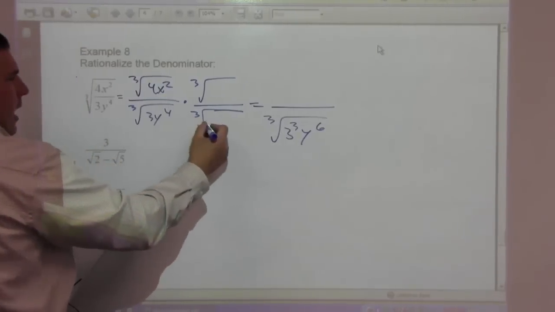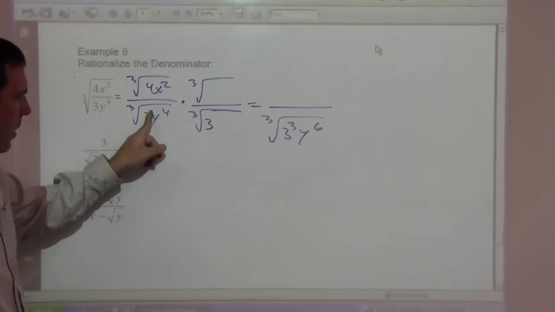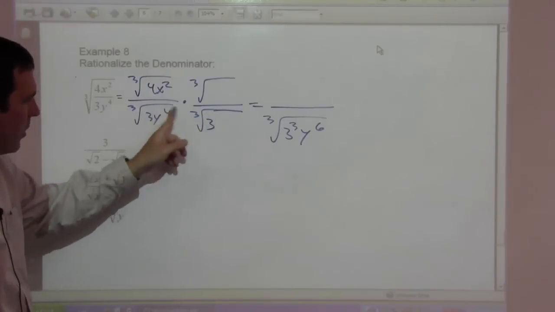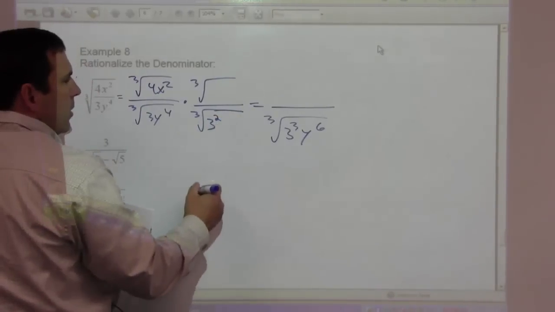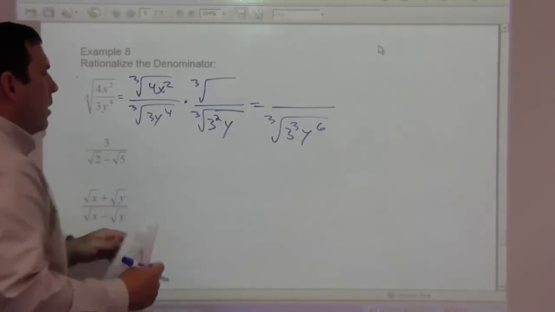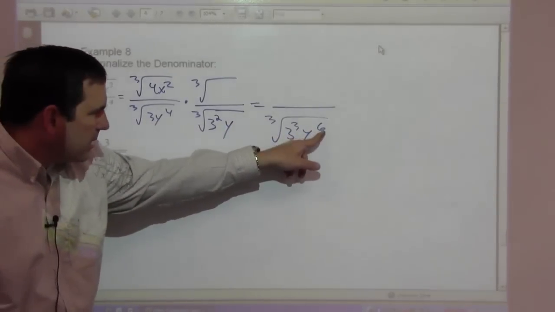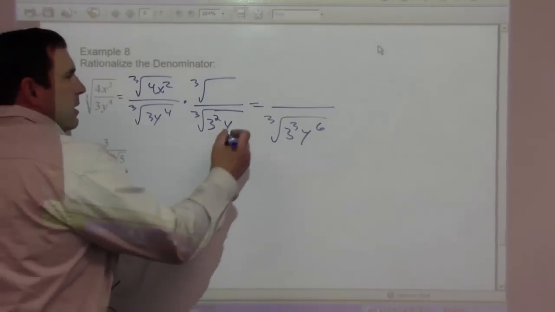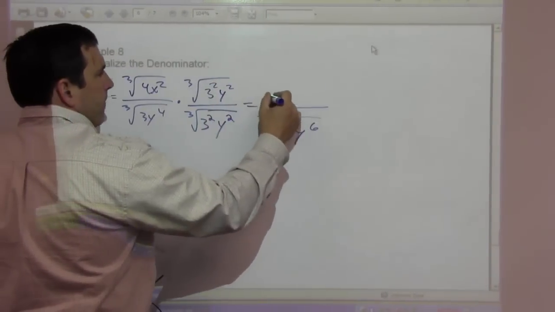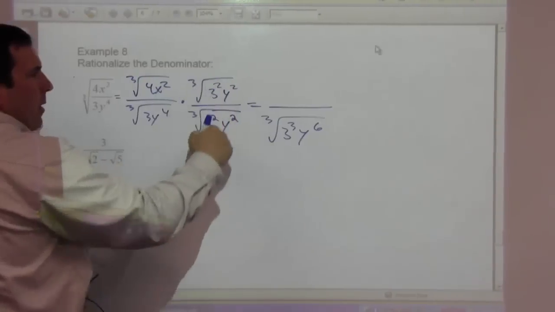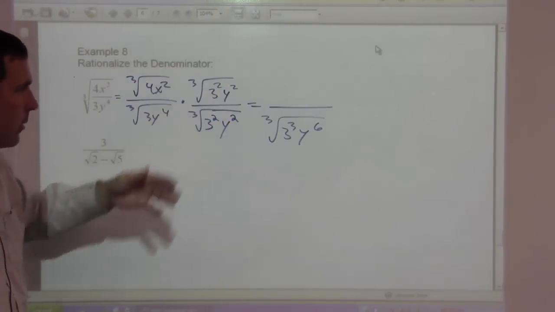So you have to ask yourself, okay, self, this has a 1 power, this needs to be what power? 1 plus what is 3, and I hope you know that that is 2. We have y to the 4th, y to the something gives us 6. 4 plus what is 6? It's 2. So I'm multiplying top and bottom by the same thing, so I'm effectively multiplying by 1 here.